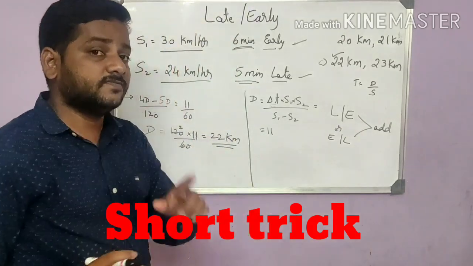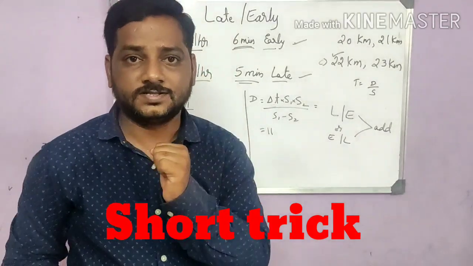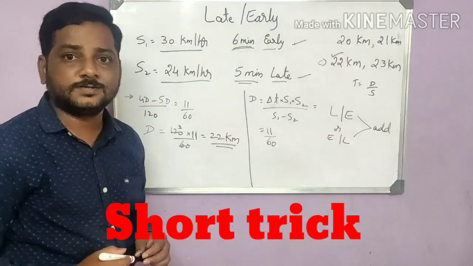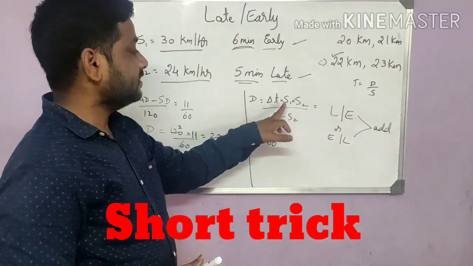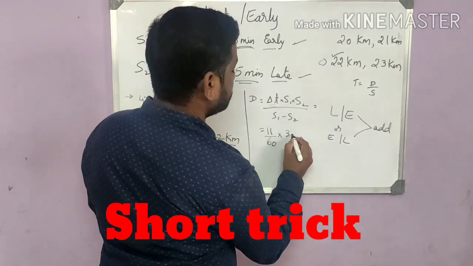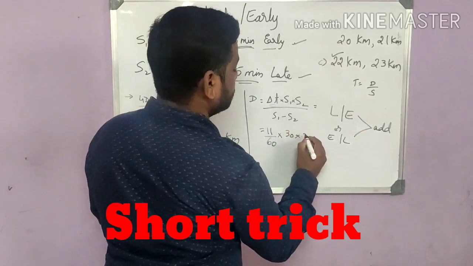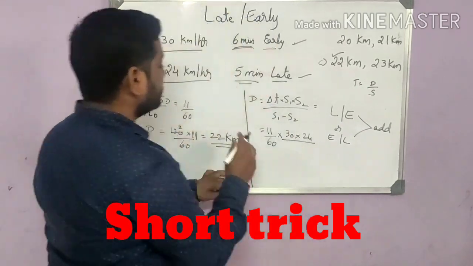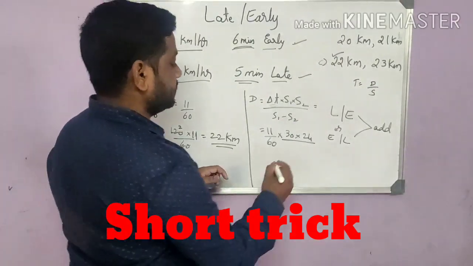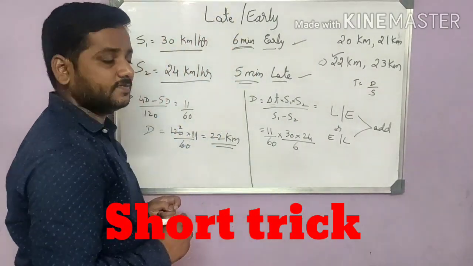It is in terms of minutes, but speeds are in terms of hours. So we just write it as 11 by 60, that is in terms of hours. Then S1, what is the S1? It is 30 km per hour into S2, 24 km per hour, by S1 minus S2. So 30 minus 24 km per hour, that is 6. We get the difference here.